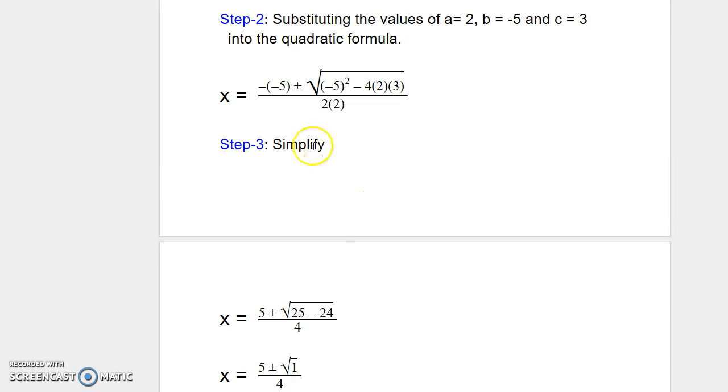So let's simplify it some more. Negative of negative 5 is positive 5, plus or minus the square root of negative 5 raised to the power of 2 is positive 25, like that. And then this part, when we simplify, negative 4 times 2 times 3. 4 times 2 is 8. 8 times 3 is 24. So 5 plus or minus the square root of 25 minus 24, divided by 4.